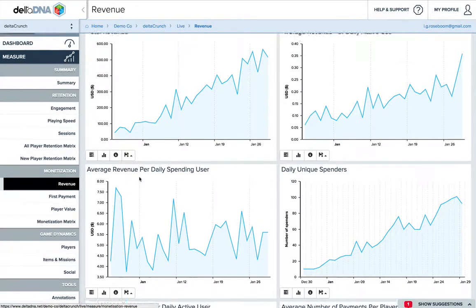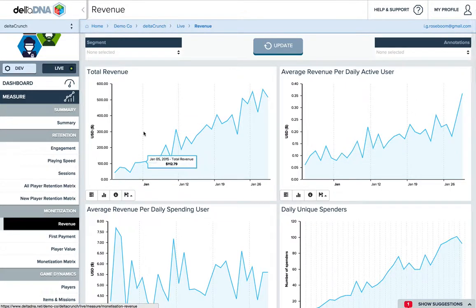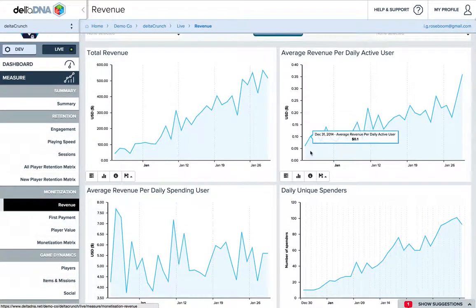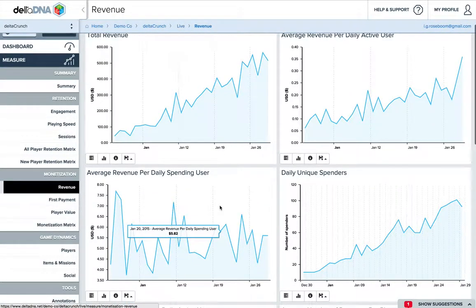So here we have the monetization charts, or the revenue charts. Again, we see the total revenue. This is the same as on the summary page. Same for the average revenue per daily active user. The new charts that are unique to this page are the revenue per daily spending user. So this is telling you what's the average amount spent for everyone who spent on a given day. So for instance, here we can see on the 13th of January, the average for everybody who spent was $6.50.